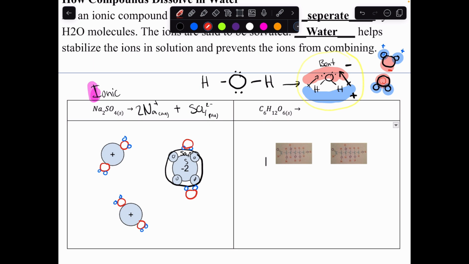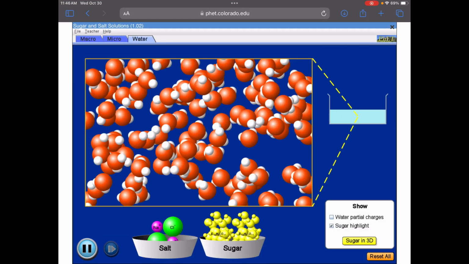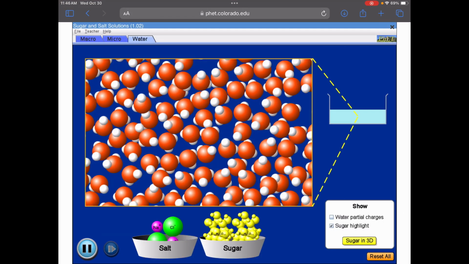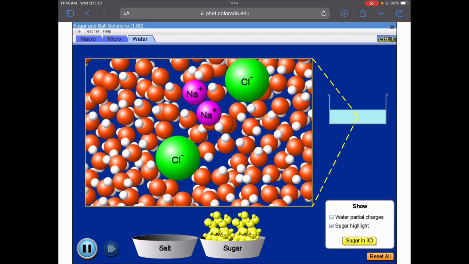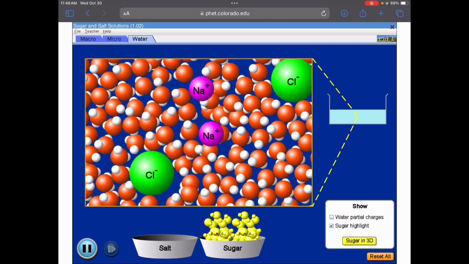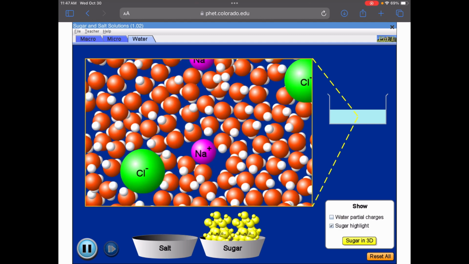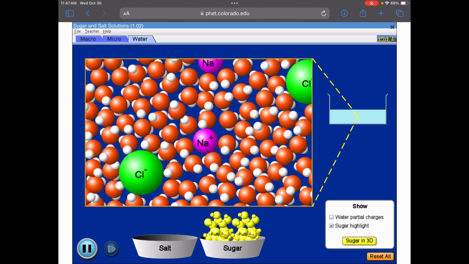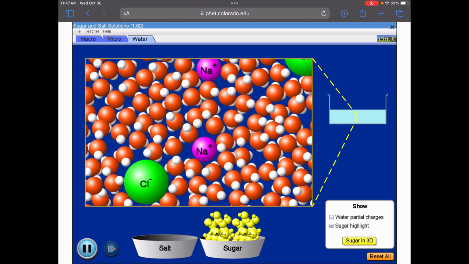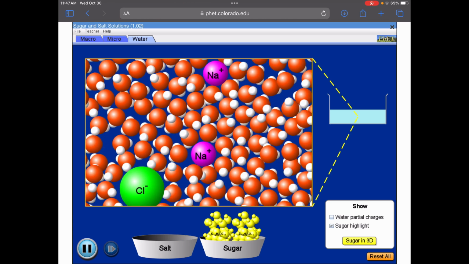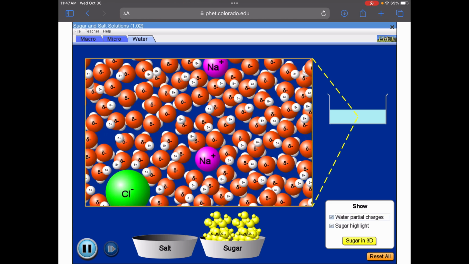Let's come back to our simulation so you can see that at a little deeper level. So here's all our little waters. If I add in our salt compound, you'll see how it breaks apart. And if you focus on how they're interacting with the chlorine versus how they're interacting with the sodium, notice the orientation of the water. That orientation of the water is very important. There's our positives and negatives.